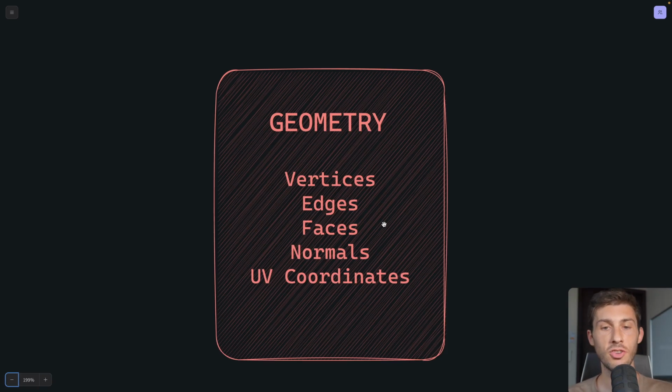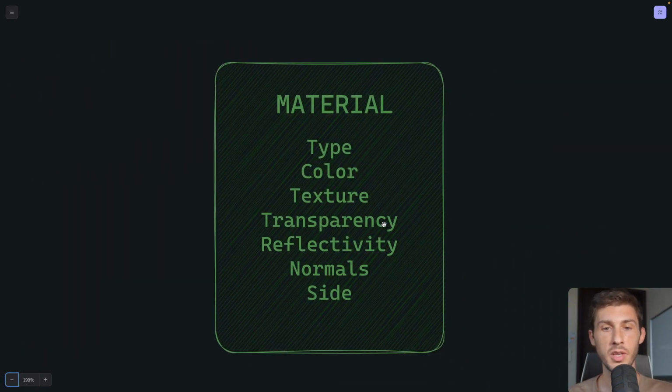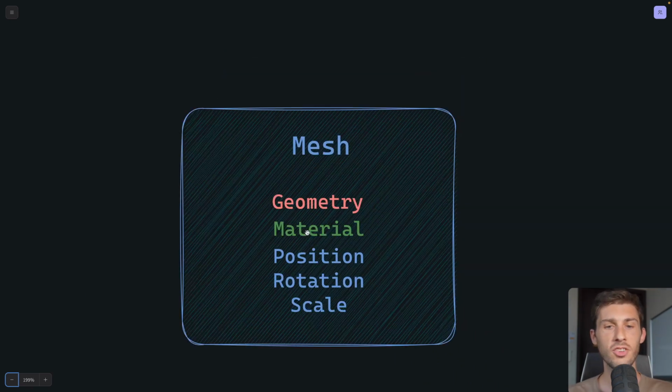Now that we have seen geometries and materials, we can talk about meshes. A mesh is the 3D object that contains the geometry to display the shape of the object, the material to define how your object is rendered, and the transformation information, for example, the position of your object in a 3D world, the rotation of it, and the scale of it. We will talk about transforms in the next lesson.